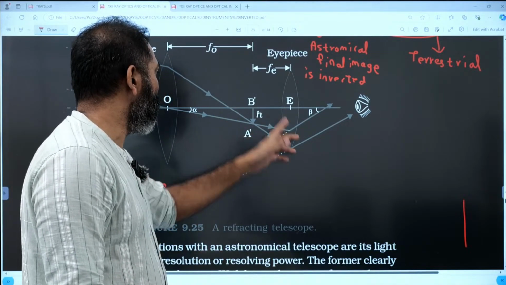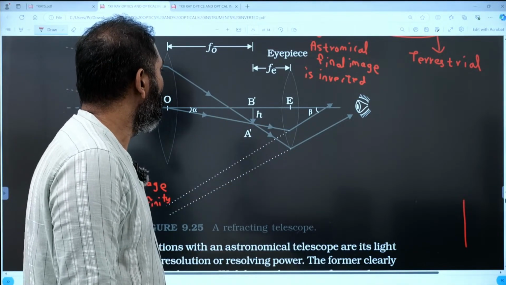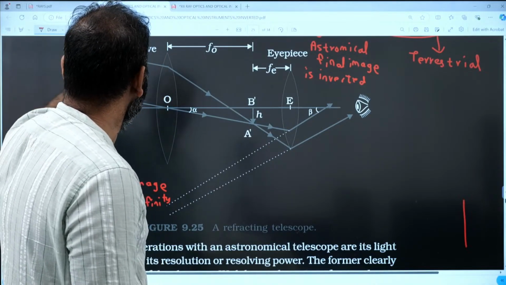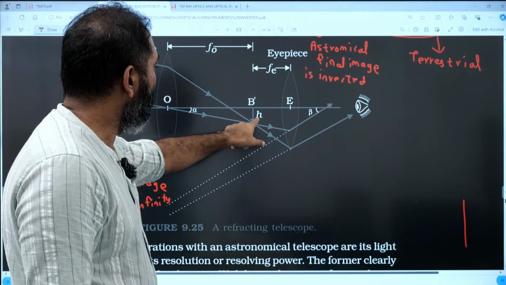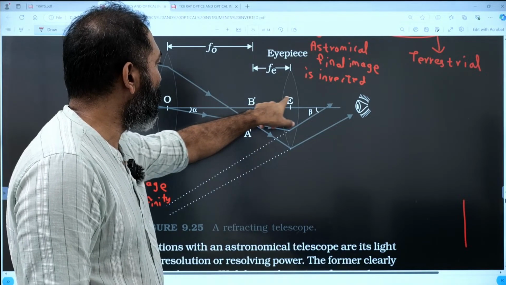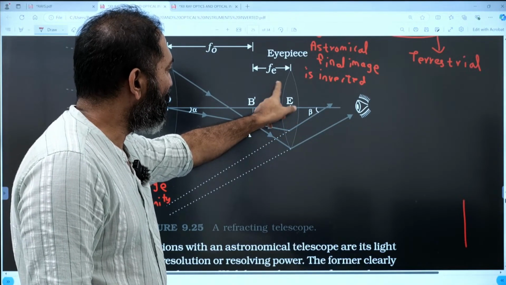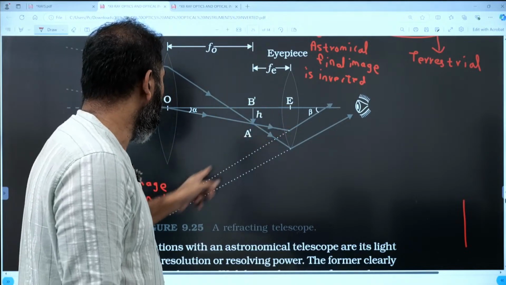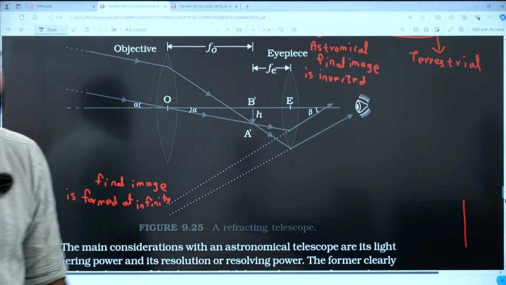No need to mention those angles. Objective lens collects the light from the distant object and forms an image A dash B dash within the focal plane of eyepiece. Eyepiece considers A dash B dash as virtual object and final image is formed at infinity.